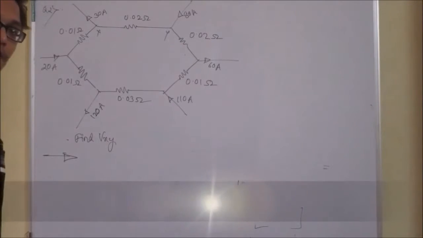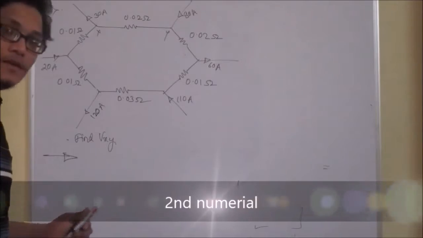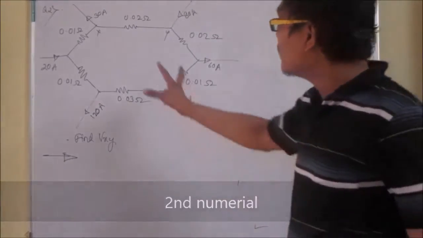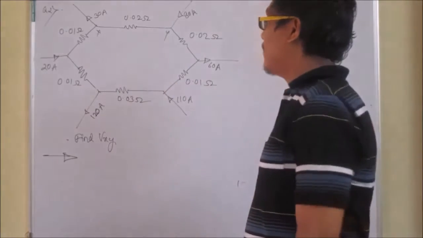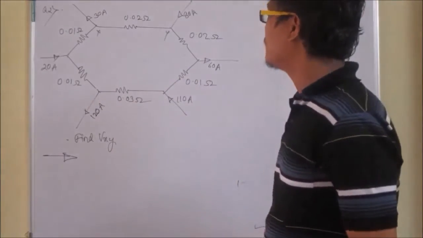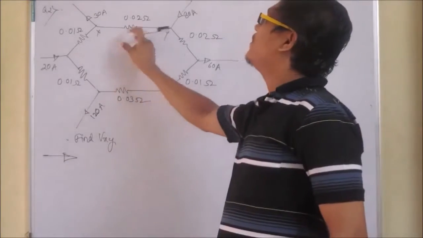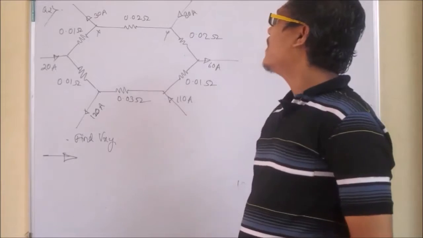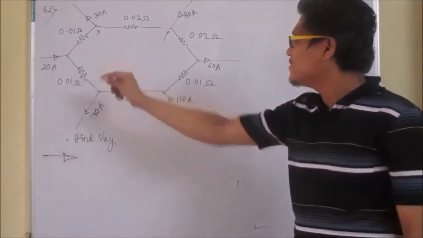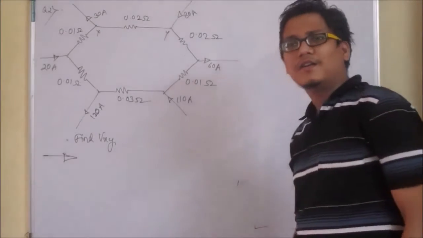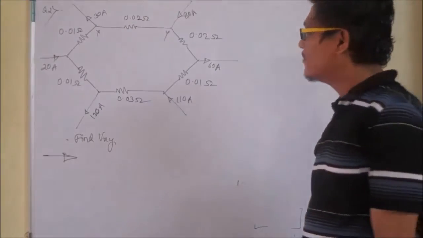Now consider this. In this circuit, they have asked what is the value of Vxy, that is the potential difference between Vx and Vy. These 2 points have a potential difference across the 0.02 ohm resistor. And they have given the current in each branch. You have to find where we should start and what we should apply.